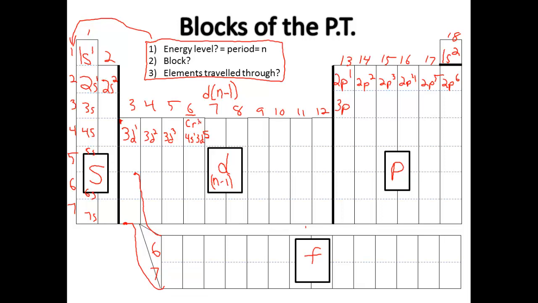So chromium is the one exception, and then we'd continue across 3d5, 6, 7, 8, and then our other exception was copper, where copper had 4s1, 3d10. So as we're going, those would be our two exceptions, and then we would finish out with 3d10 over here before heading back to the 4p's.